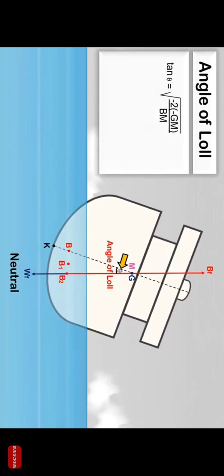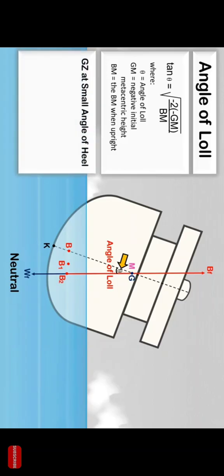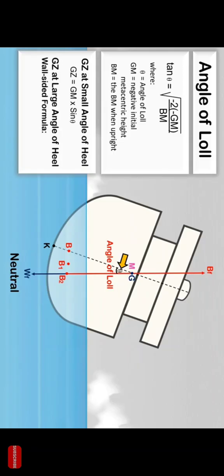This is the formula to calculate the angle of loll, where theta is the angle of loll, GM is the negative initial metacentric height, and BM is the BM when the ship is upright. To calculate the righting lever, or GZ, at small angles of heel, this is the formula. For large angles of heel, we will use the wall-sided formula to determine the righting lever. I will make a separate video on how to calculate the angle of loll and the righting lever at small and large angles of heel.